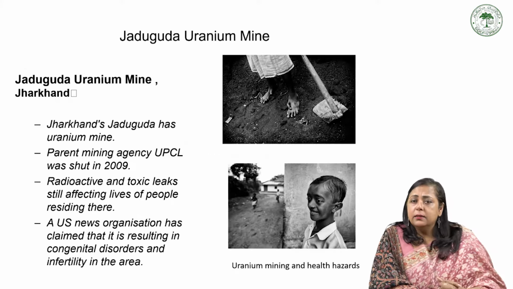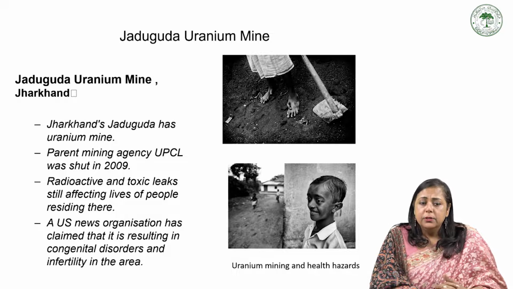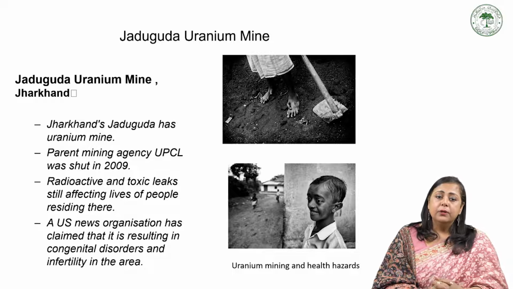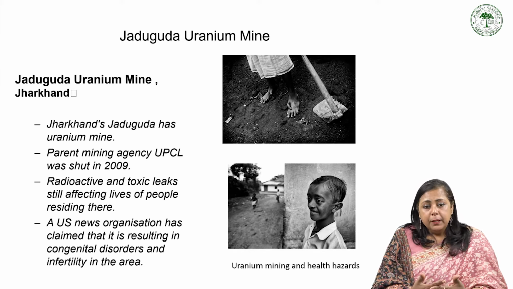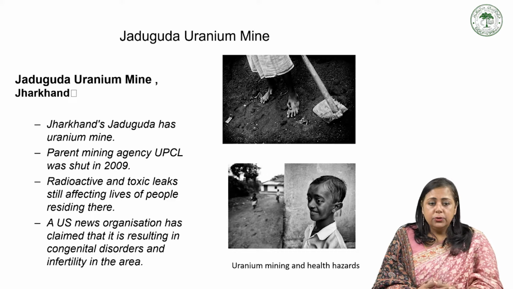And the second case study is about the Jaduguda uranium mine. Jaduguda uranium mine is in Jharkhand, that is a tribal area. And uranium, we know that is a very good source of energy, an excellent mineral. But uranium is also hazardous to health. It's not good. So Jharkhand, Jaduguda has a uranium mine. The parent mining agency UCIL was shut in 2009.